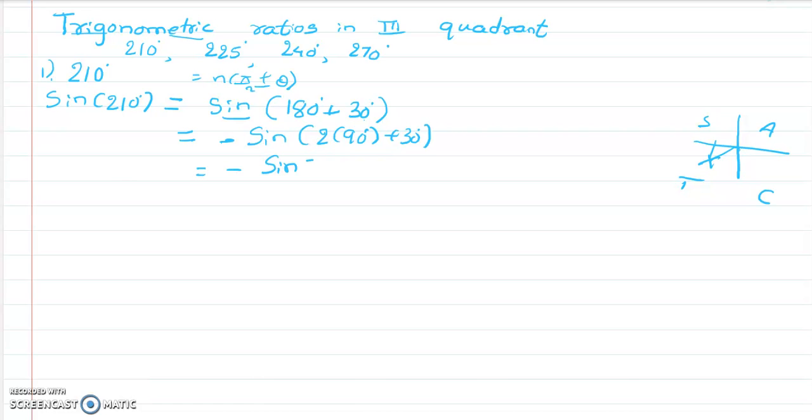Sine operating on the remaining acute angle 30 degree. Minus, what is sine 30? You know the sine 30 ratio is 1 by 2. Thus, sine of 210 is minus 1 by 2.